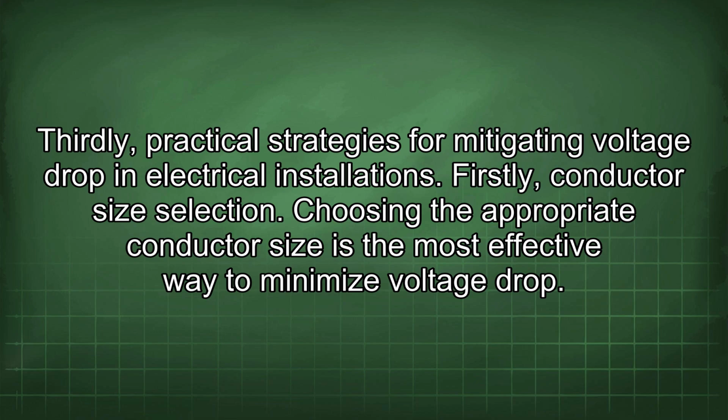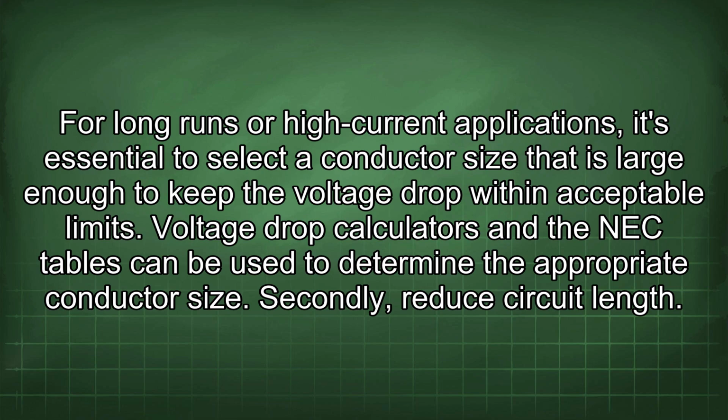Thirdly, practical strategies for mitigating voltage drop in electrical installations. Firstly, conductor size selection. Choosing the appropriate conductor size is the most effective way to minimize voltage drop. For long runs or high current applications, it's essential to select a conductor size that is large enough to keep the voltage drop within acceptable limits. Voltage drop calculators and the NEC tables can be used to determine the appropriate conductor size.